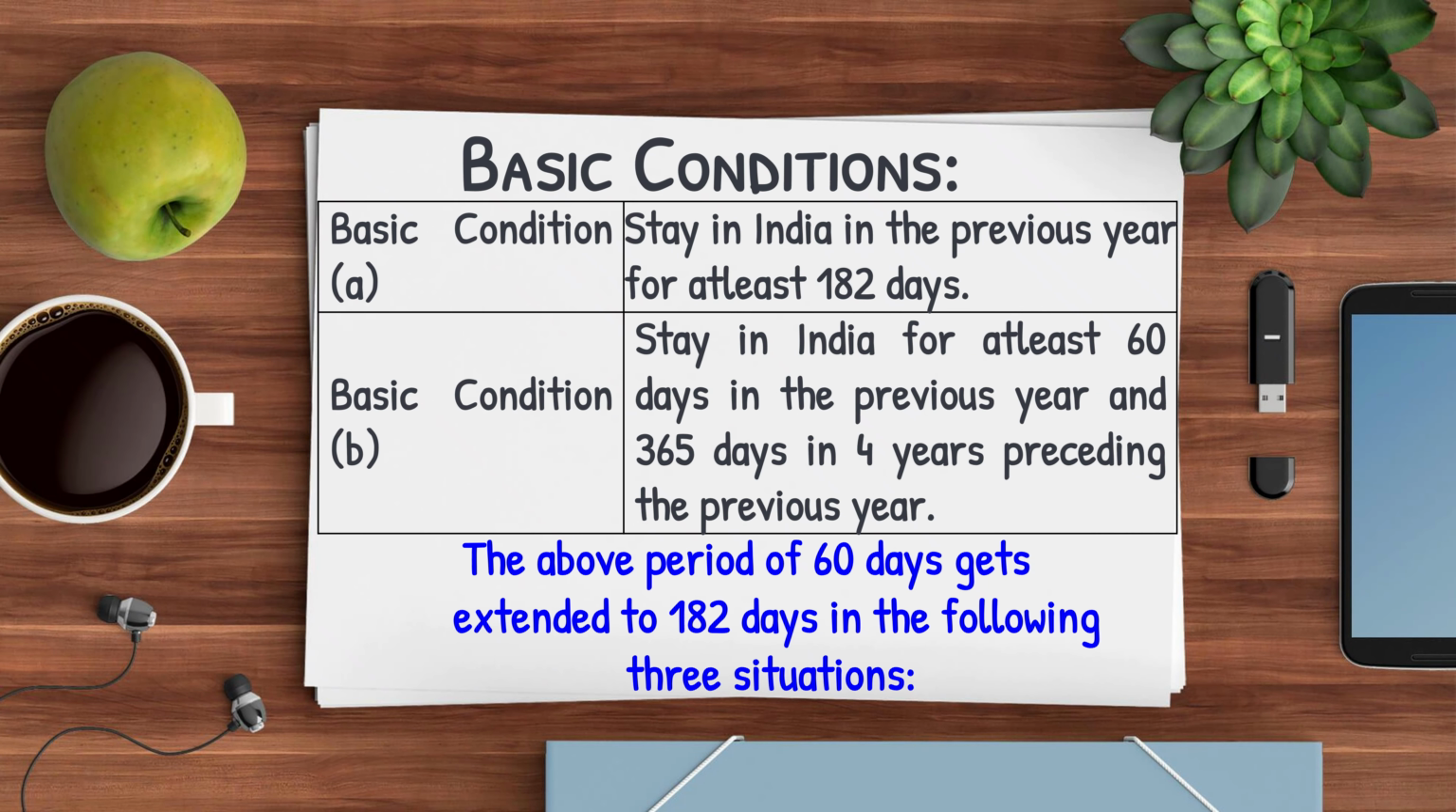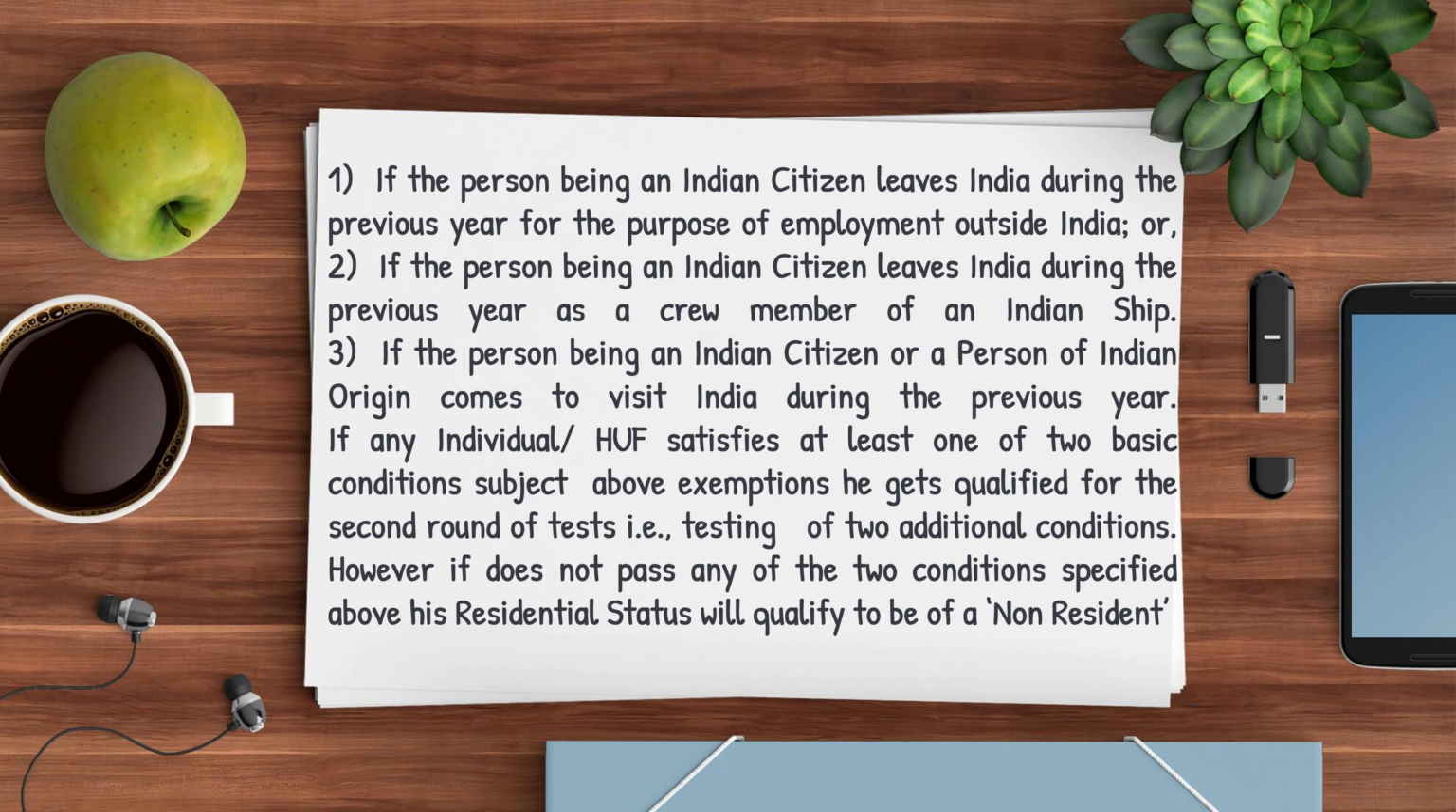Basic conditions are: stay in India for at least 182 days in the previous year, and there is a second basic condition which says stay in India for at least 60 days in the previous year and 365 days in 4 years preceding the previous year. So, if one of these basic conditions is fulfilled, then he becomes a resident.